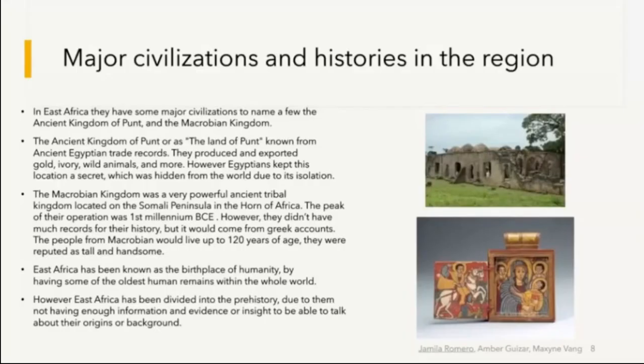The Macrobian kingdom was a very powerful ancient tribal kingdom located on the Somali Peninsula in the Horn of Africa. The peak of their operation was in the first millennium BCE. However, they did not have many records of their history, but it comes from Greek accounts. The people of Macrobia would live up to 120 years of age. They were reputed as tall and handsome.